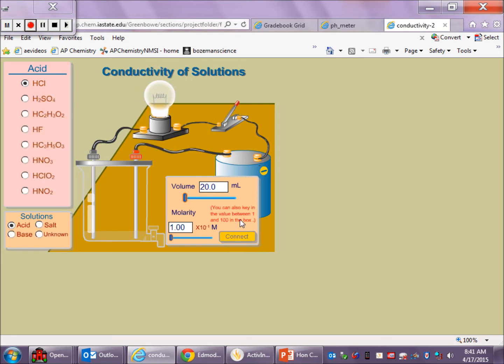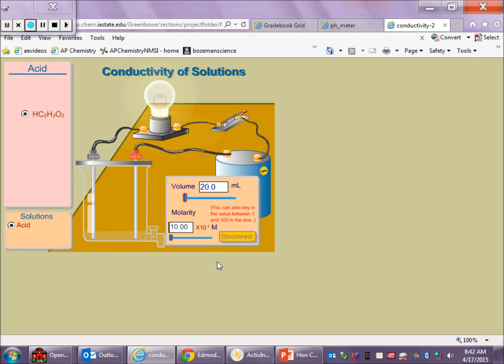Disconnect. Now let's check vinegar, acetic acid. Acetic acid dissolved in water. We will check 10 molar. 100 times 10 to the negative 1, and connect it. We can see it is slightly. It's not as bright as hydrochloric acid. Disconnect.